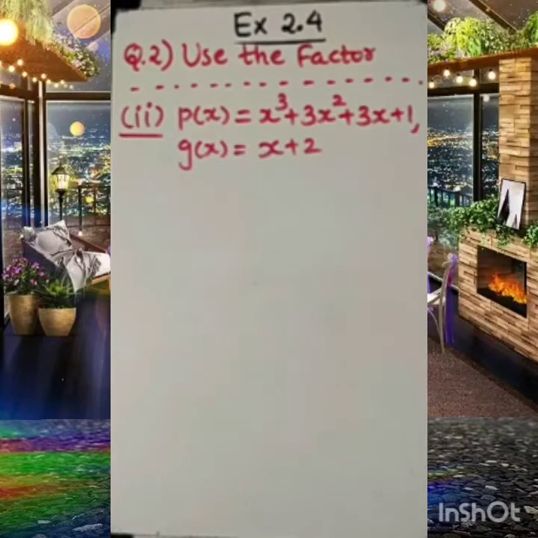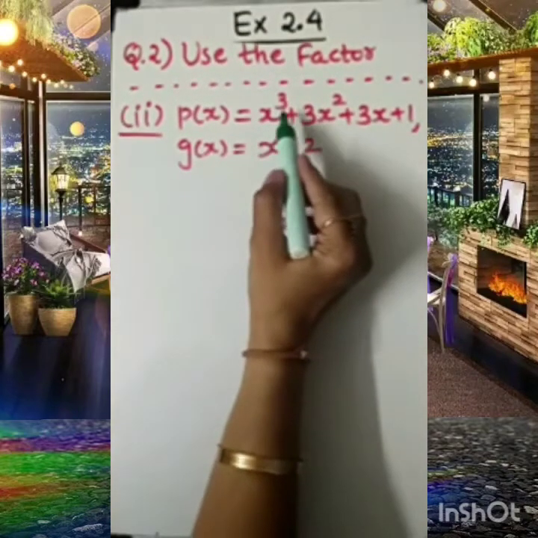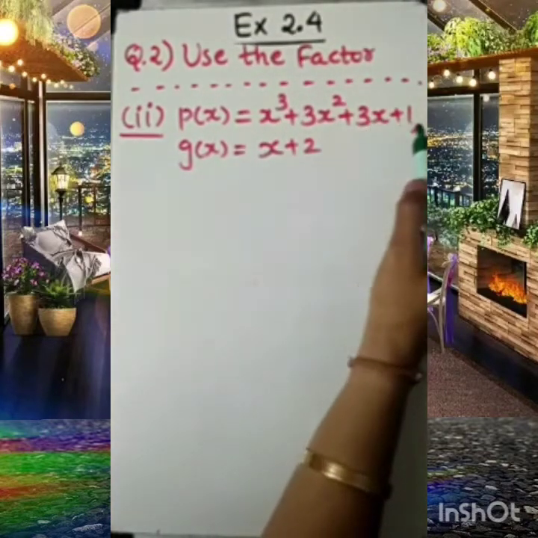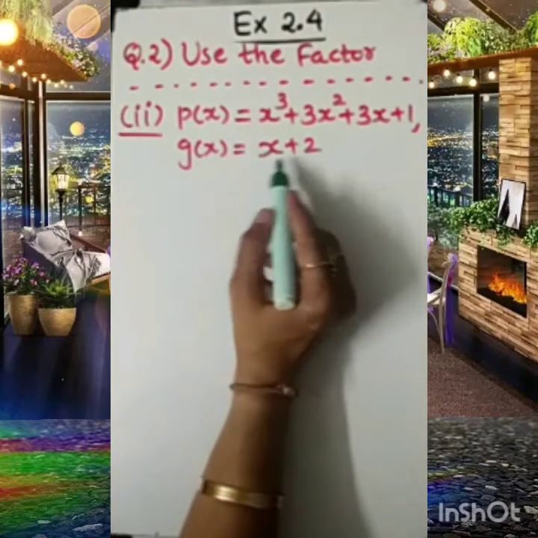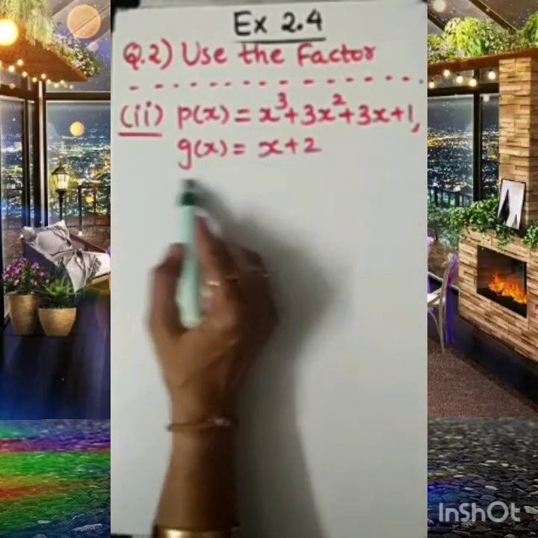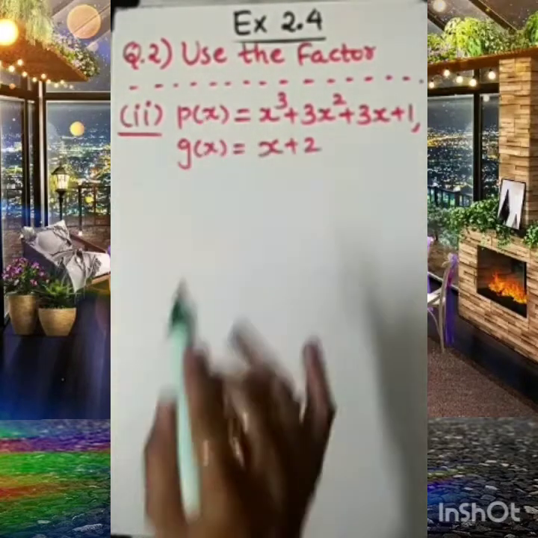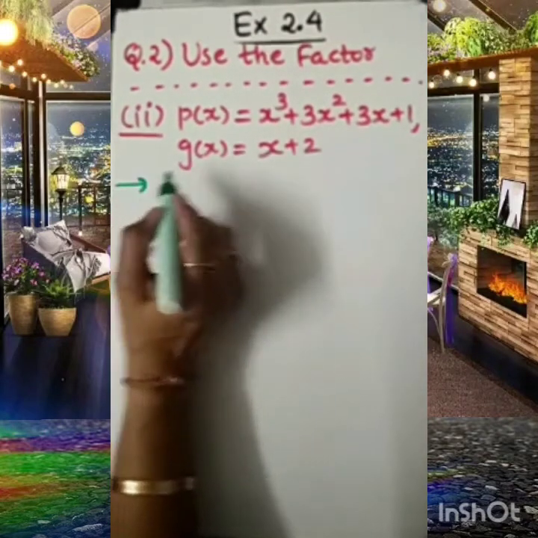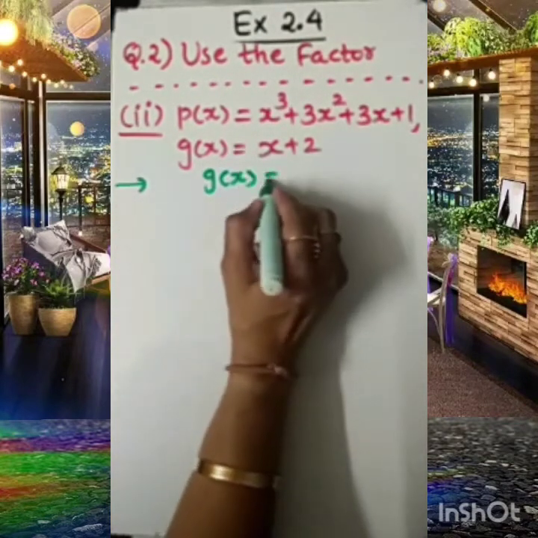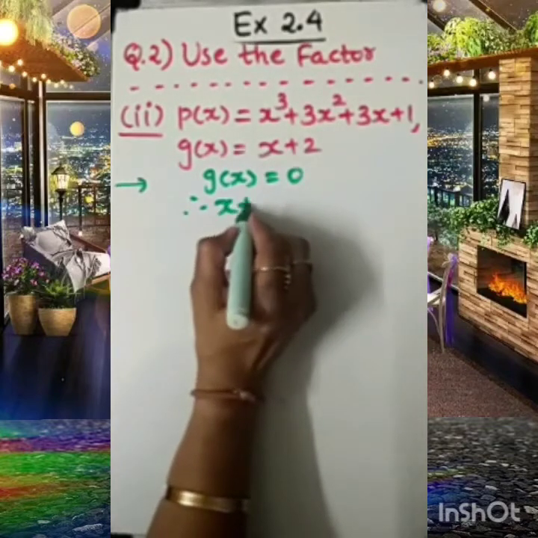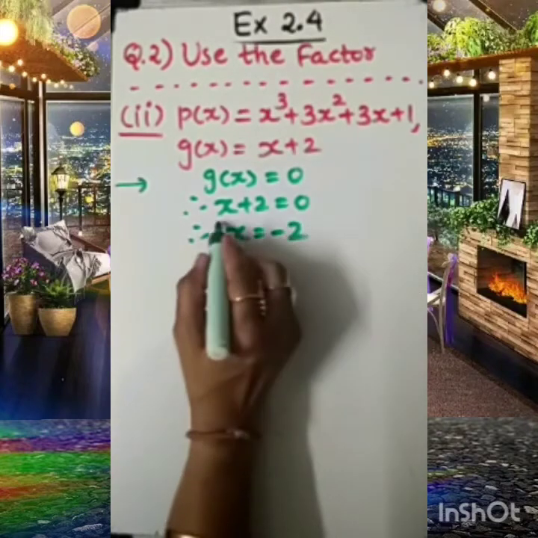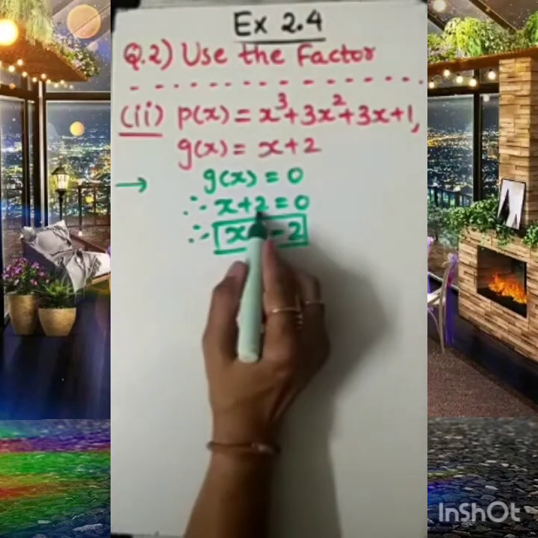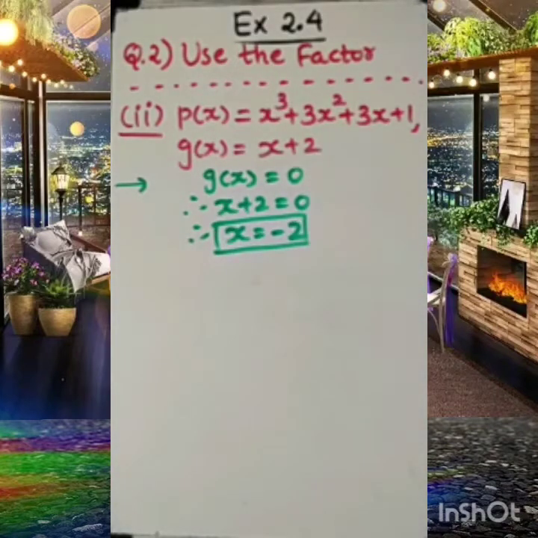Now, dear student, here we will see question number 2. It's the second question. p(x) equal to x cube plus 3x square plus 3x plus 1. And another polynomial g(x), its value is x plus 2. We have to check whether this g(x) is a factor of p(x) or not. Okay, so let's begin. As we know, g(x) equal to 0. Therefore, x plus 2 equal to 0. Therefore, x equal to minus 2. This plus 2 will move to that side, that will become minus 2.